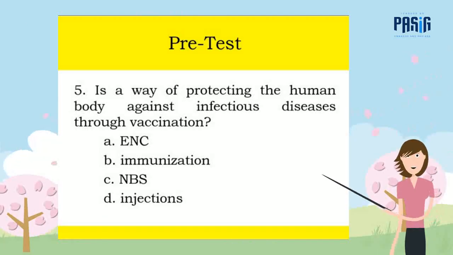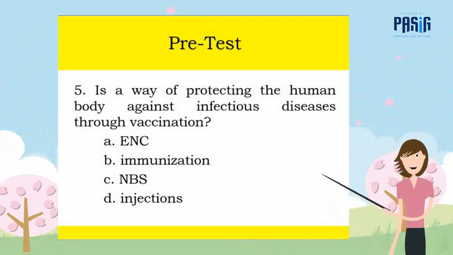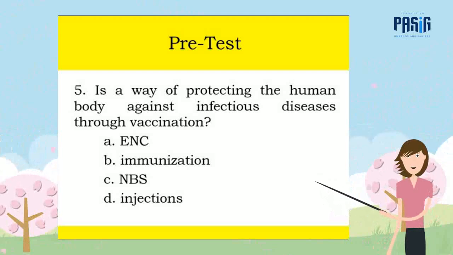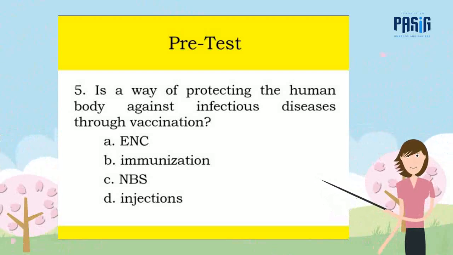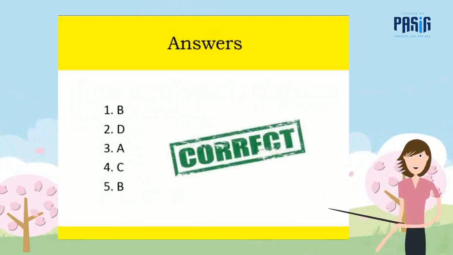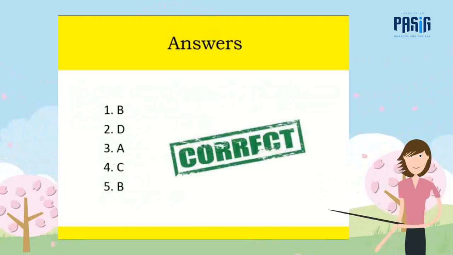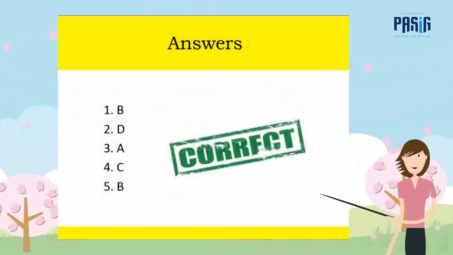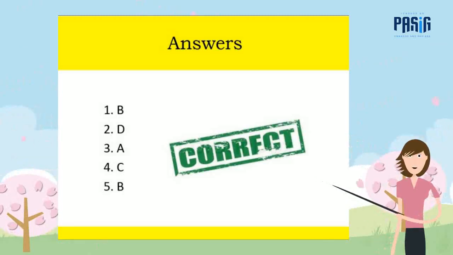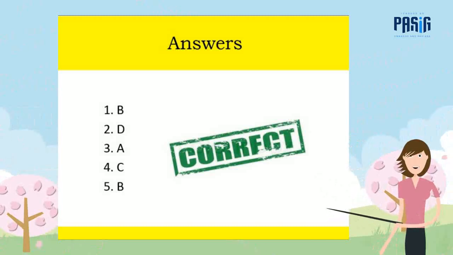Number 5. What is a way of protecting the human body against infectious diseases through vaccination? A. ENC. B. Immunization. C. NBS. D. Injections. Now let us check your answers if you got them correctly. Very good. If you got a perfect score, you are familiar with our lesson. For those who got below 5, don't worry, later on you will understand as we go on with our lesson.